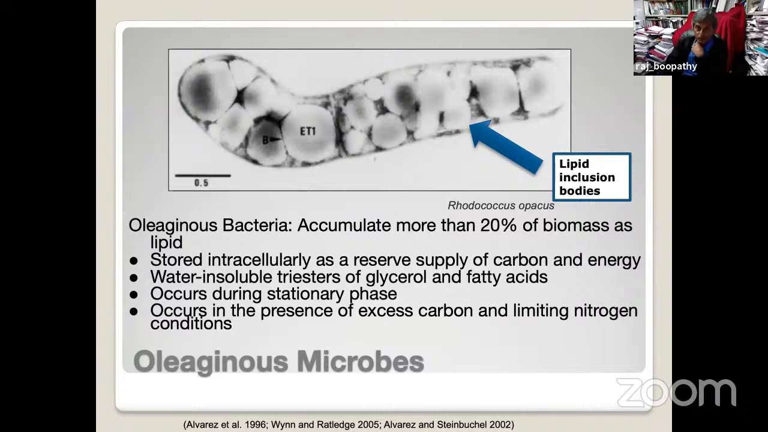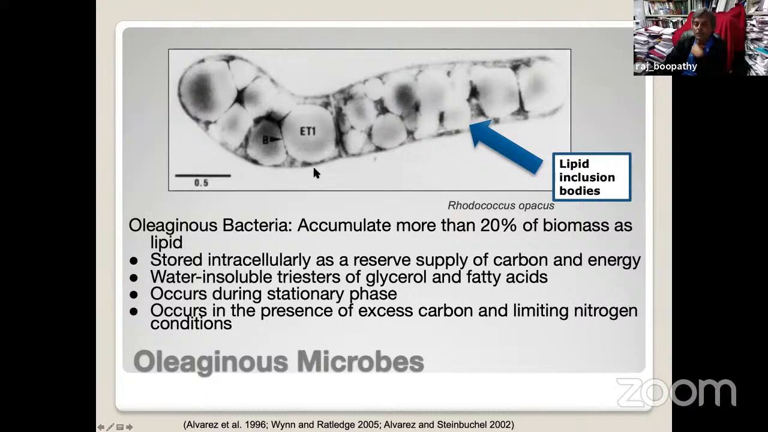So we are using an oleaginous microbe in this case, Rhodococcus opacus. This organism accumulates more than 20% of its biomass as lipid, okay? It stores these lipids intracellularly as a reserve. That's the natural part of why it is storing. It is a water-insoluble triester of glycerol and fatty acids.